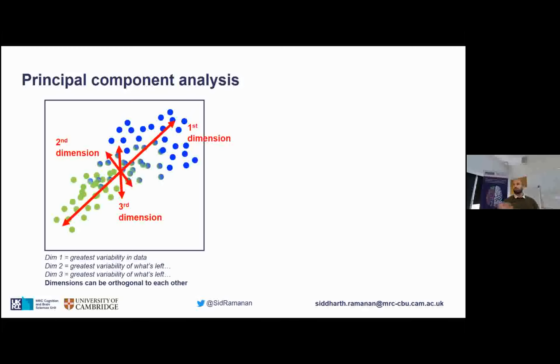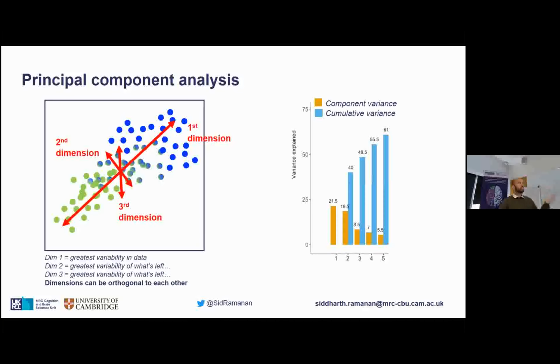Dimensions can also be orthogonal to each other. There are a number of rotations that we can perform that might allow us to extract dimensions that are uncorrelated from each other. And essentially what this tells you is the amount of variance that is explained by each of these dimensions. Here, this is just an example. The first dimension, for example, explains about 21.5% of the overall variance, the second one explains about 18.5%, and the first and second combined explain about 40%.